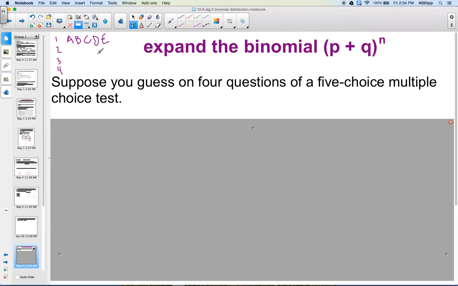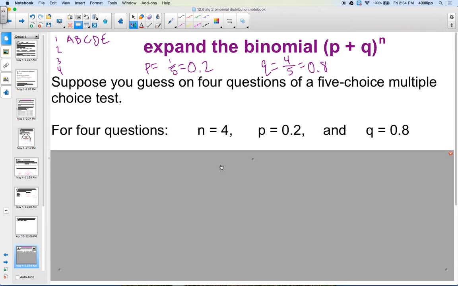So the probability that we get this correct is, there's only one correct, so the probability of success is 1/5 or 0.2, right? Only 1 out of the 5 of these is correct, so 0.2 is our probability of success. Our probability of failure then is 4 out of 5 of them are not correct, or 0.8, or 80% of them are not correct. Okay? We have 4 questions that we have to answer. That means n is 4.